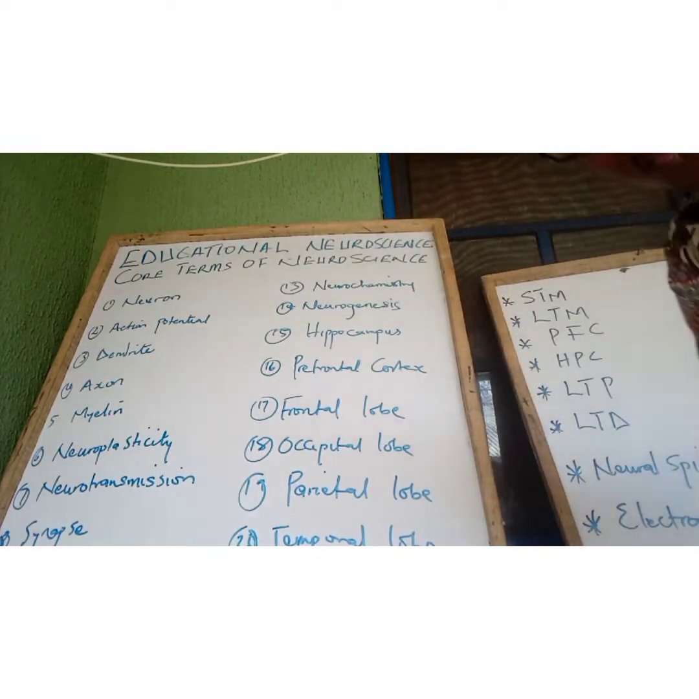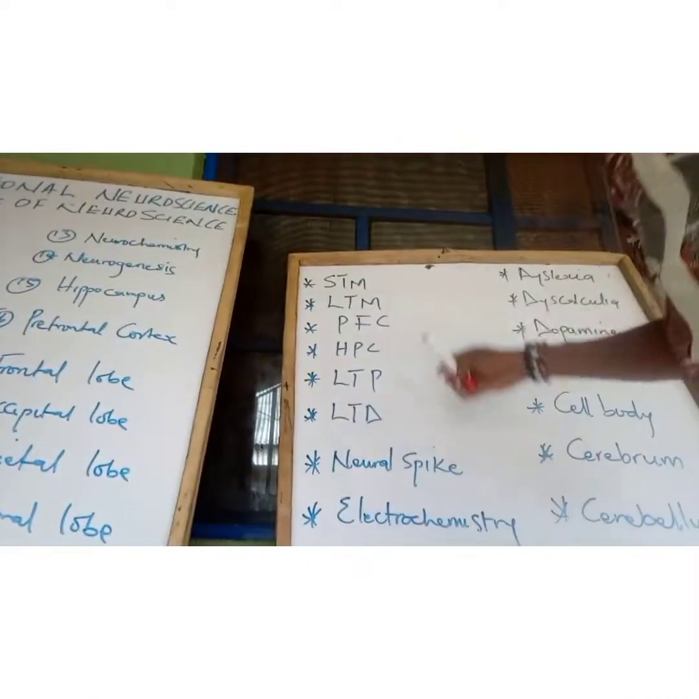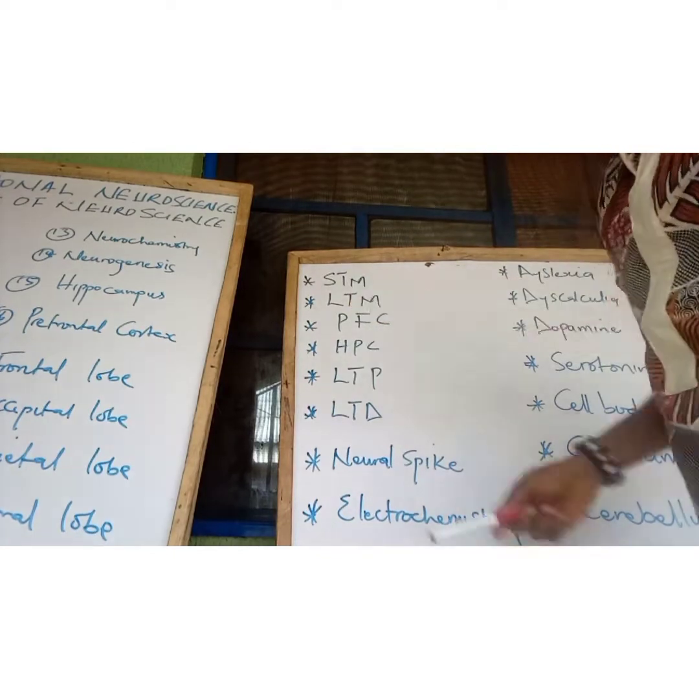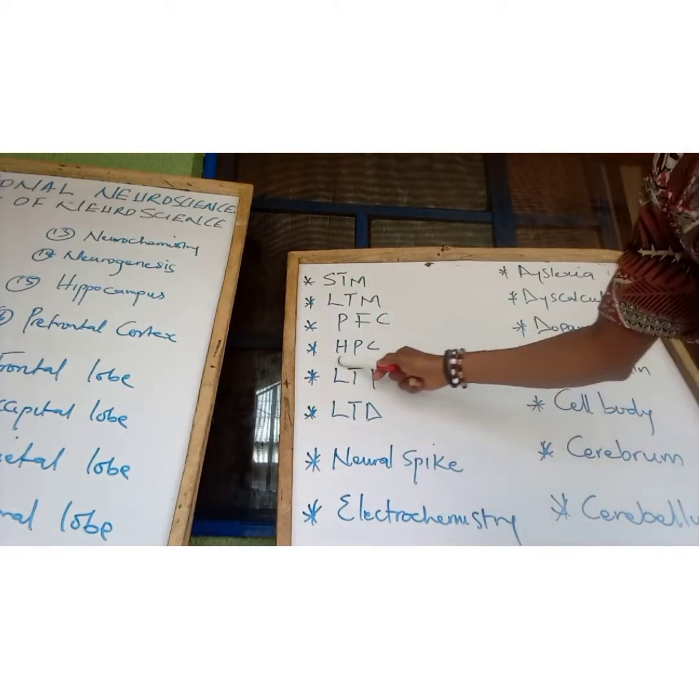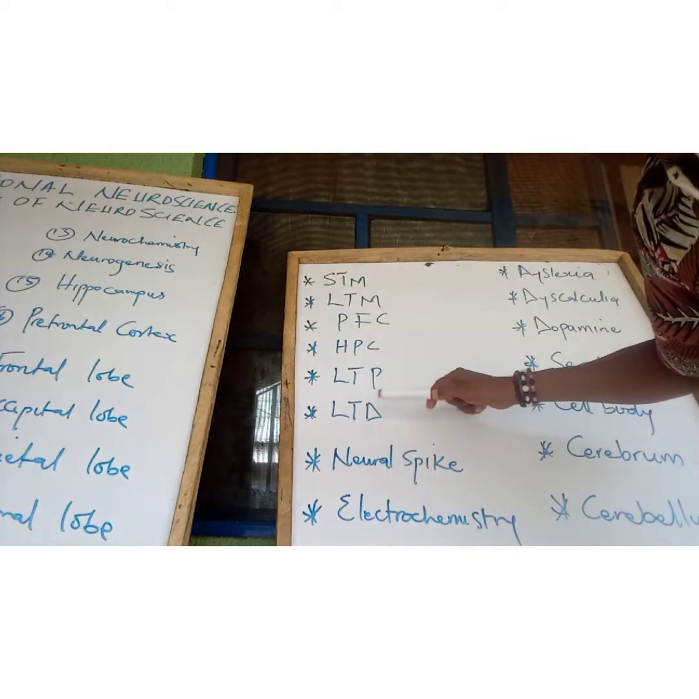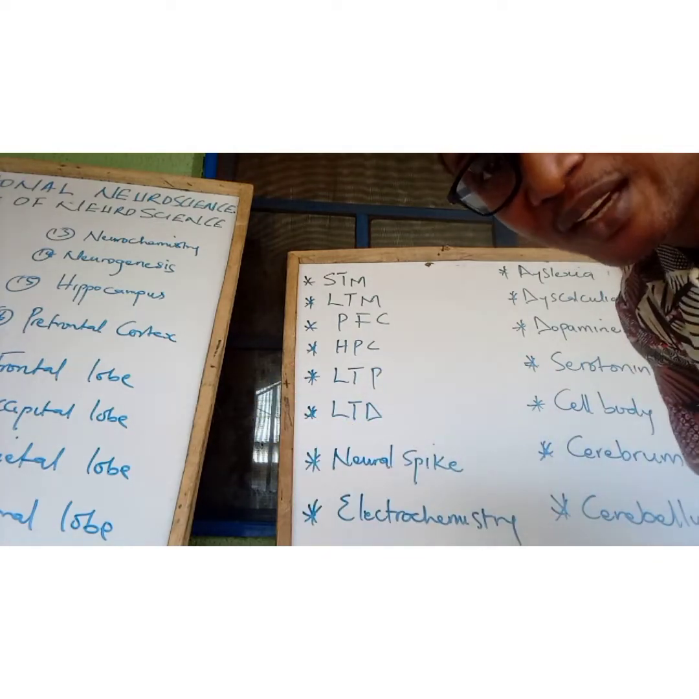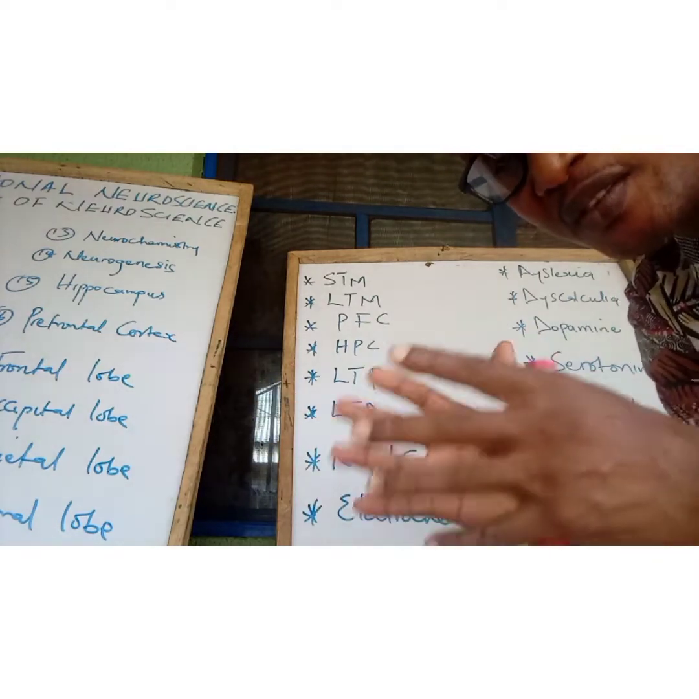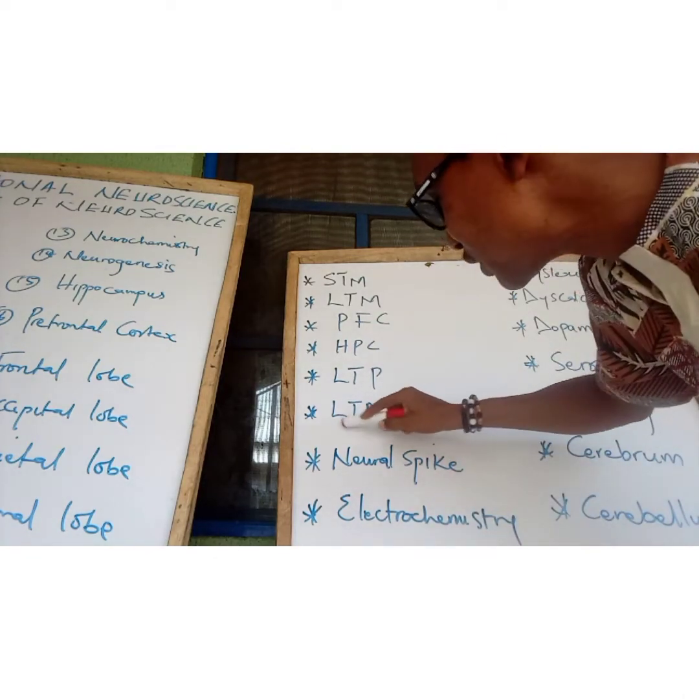Then let's look at some other acronyms. This one is referred to as the short-term memory. This one is the long-term memory. This one is the prefrontal cortex. The hippocampus. This is the long-term potentiation. These are acronyms that you're going to be coming across in the master class and in neuroscience, specifically in educational neuroscience. This one is long-term depression.